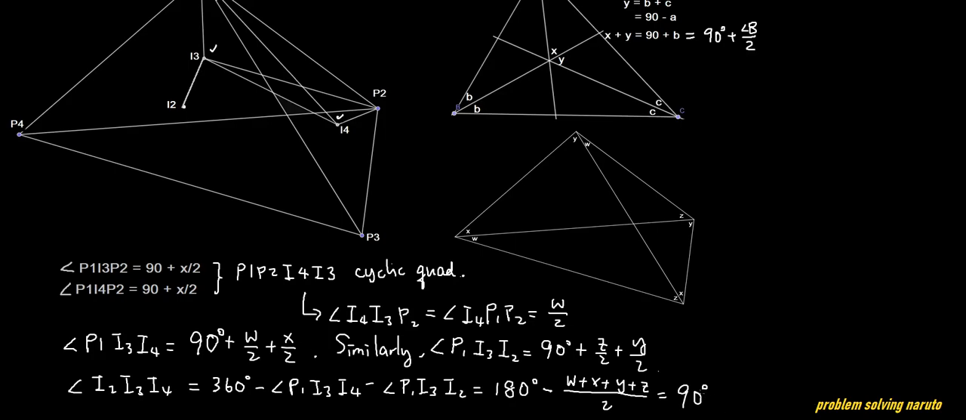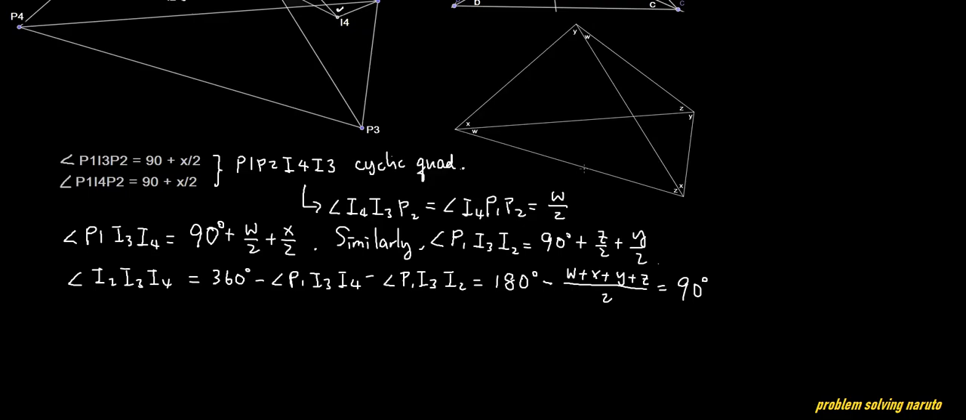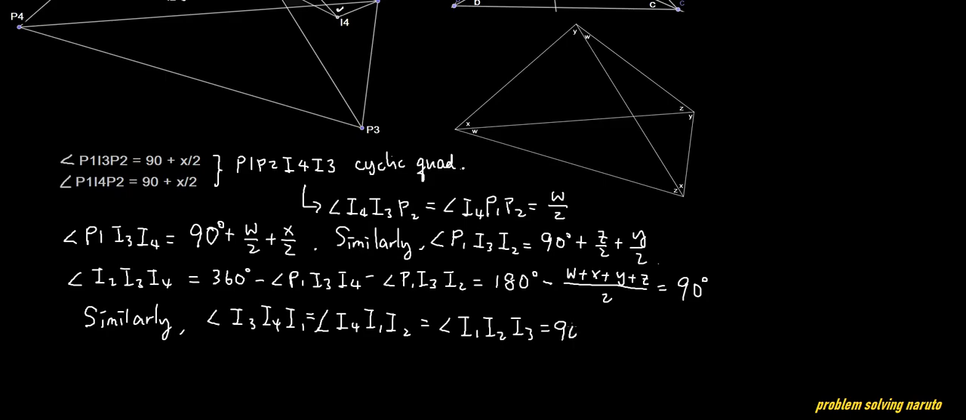And of course, the same argument applies to all four angles. Okay, and even on the exam, you can just say similarly. Angle I3, I4, I1, angle I4, I1, I2, angle I1, I2, I3 are all 90, and so I1, I2, I3, I4 is a rectangle.